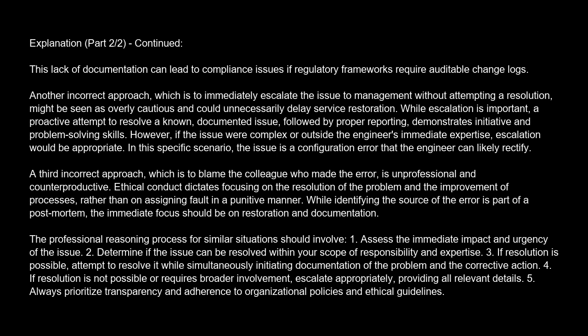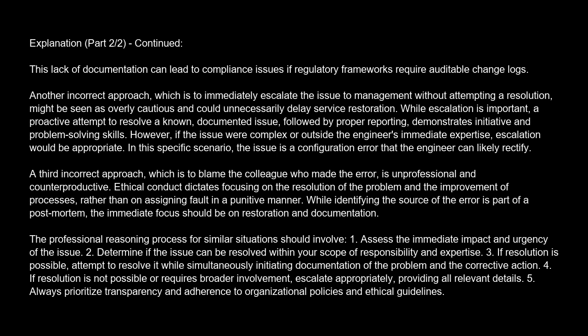While escalation is important, a proactive attempt to resolve a known, documented issue, followed by proper reporting, demonstrates initiative and problem-solving skills. However, if the issue were complex or outside the engineer's immediate expertise, escalation would be appropriate. In this specific scenario, the issue is a configuration error that the engineer can likely rectify. A third incorrect approach, which is to blame the colleague who made the error, is unprofessional and counterproductive.